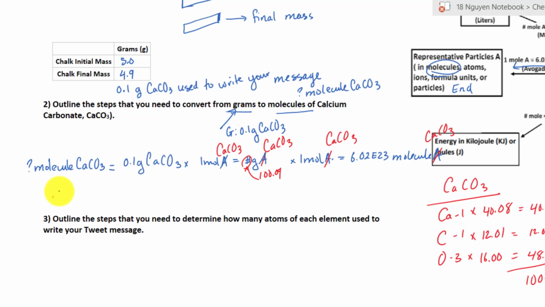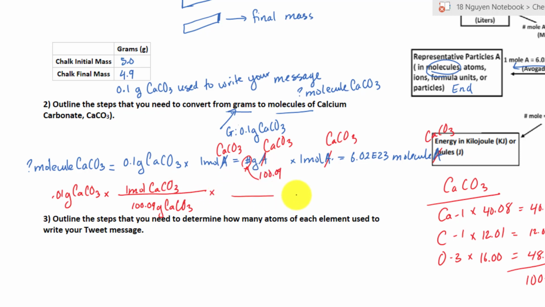So we have 0.1 grams of calcium carbonate times our very first conversion factor. Since this is grams of calcium carbonate, the bottom one must be grams of calcium carbonate, exactly 100.09 grams of calcium carbonate. And on top must be the leftover on the other side, which is 1 mole of calcium carbonate. And then we are done with the conversion factor.